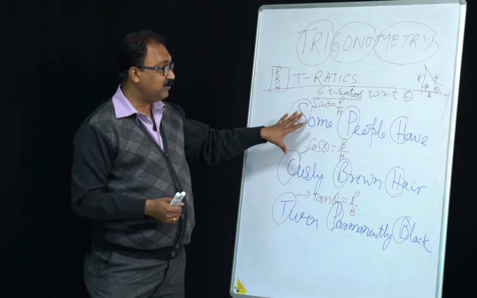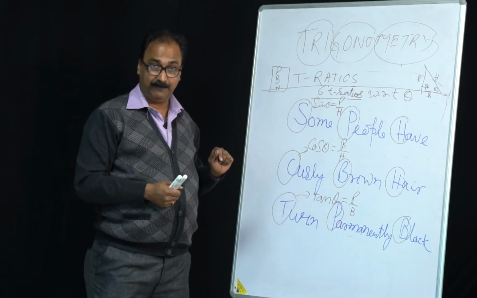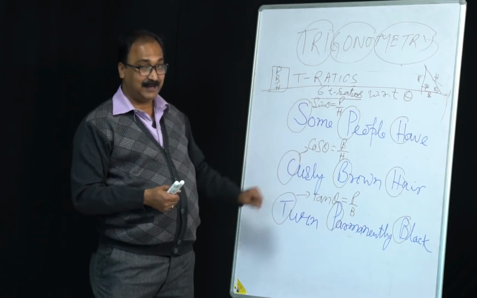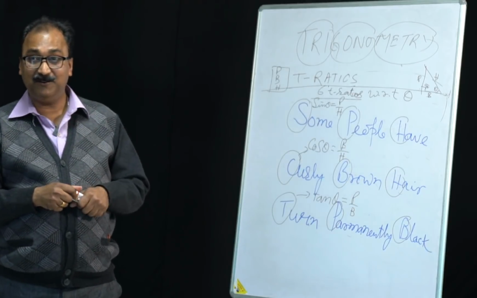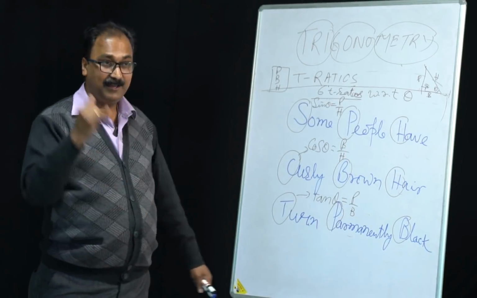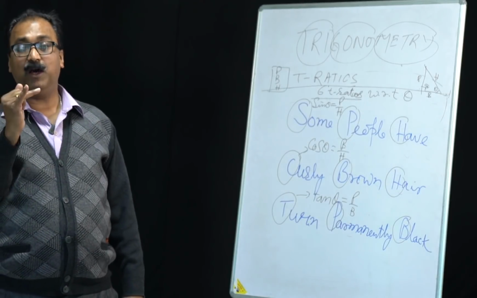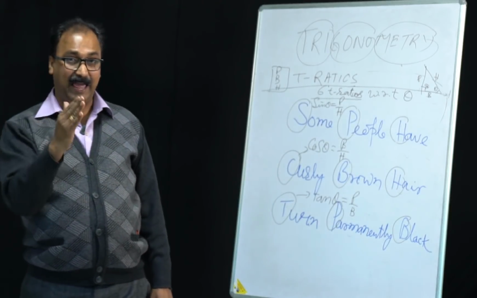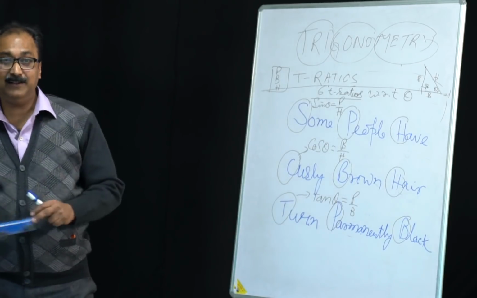So please write it down in your copy or on chart paper. In this way you can remember it for a whole life. So these 3 I made: sine, cos, tan. Then you're thinking, what about the other 3? You have to know those too, no? So what do you learn from here? Some people have sine P by H, curly brown hair, cos B by H, turn permanently black, tan P by B. Clear? Now I come to the other 3.